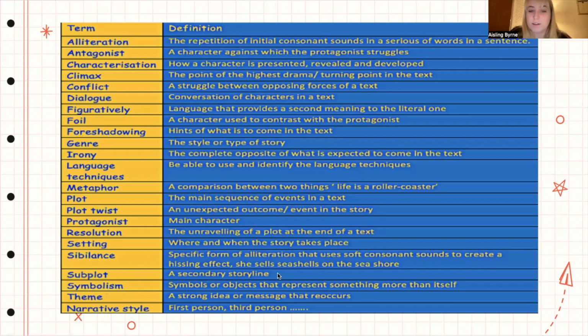Subplot: a secondary storyline. So this might be a storyline that's going on behind our main plot or our main storyline. Symbolism: symbols or objects that represent something more than itself. So if you've done Of Mice and Men, there's the symbol of the carrot, which is like a symbol of hope for the main character in that text. Theme: a strong idea or message that reoccurs. And narrative styles. Then we've got our first person or third person. So first person is I, and then third person is, there's no 'I felt this way'. It's coming from like a godlike view.